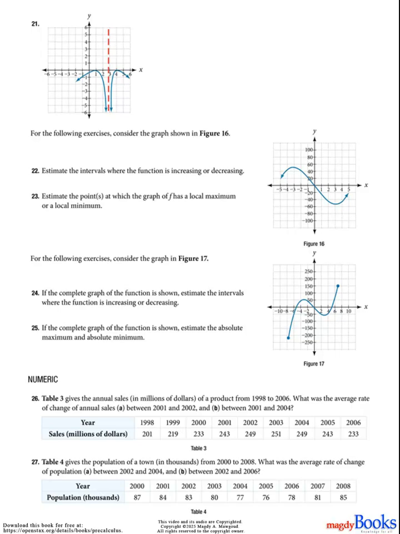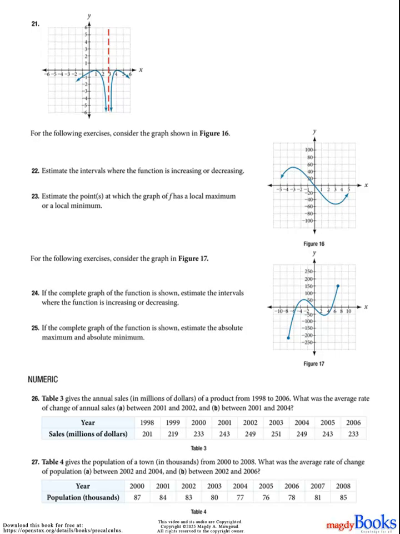27. Table 4 gives the population of a town, in thousands, from 2000 to 2008. What was the average rate of change of population? A. Between 2002 and 2004, and B. Between 2002 and 2006? Table 4.